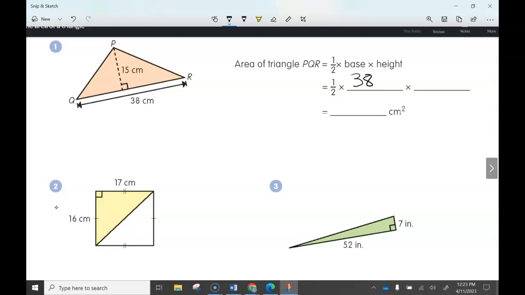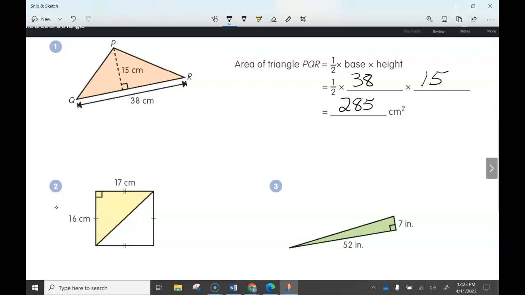And 15 is the height. So we take 1/2 times 38, that's going to give us 19. And then 19 times 15 is going to give us 285 centimeters squared. And remember, whenever we're trying to find area of something, you have to have it in square units, because that's how we find the area. So it is important to have the measurement with that 2 there to show its square units.